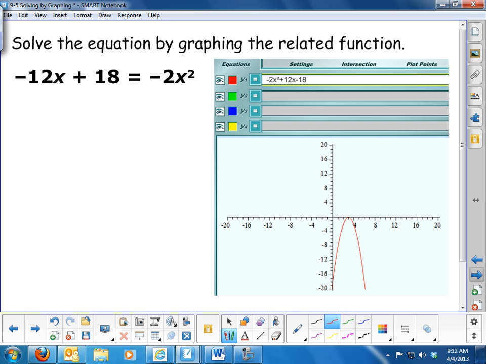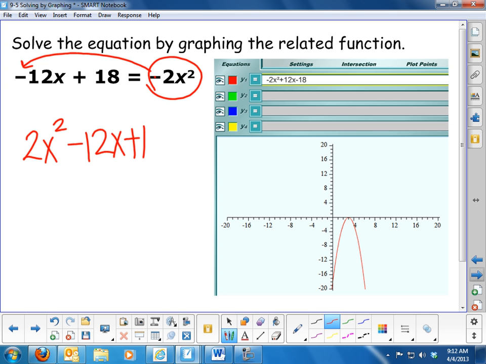Okay, let's look at the next one here. Notice how it does not equal 0. So I'm going to change this equation to get it to equal 0. I'm going to do that by moving this -2x squared over to the other side, and it's going to go in the front since it's the highest exponent. So +2x squared minus 12x plus 18 equals 0. Now I'm solving this quadratic equation. I plug it in my calculator to find what the zeros are.